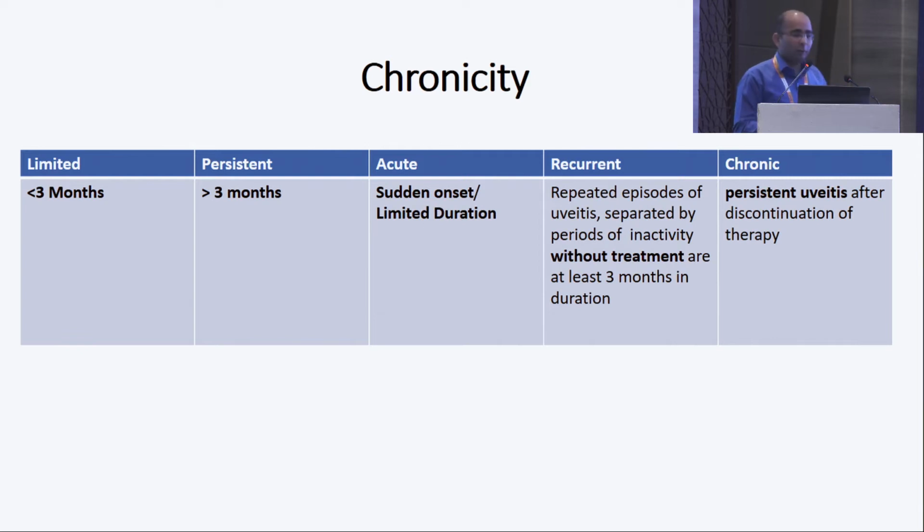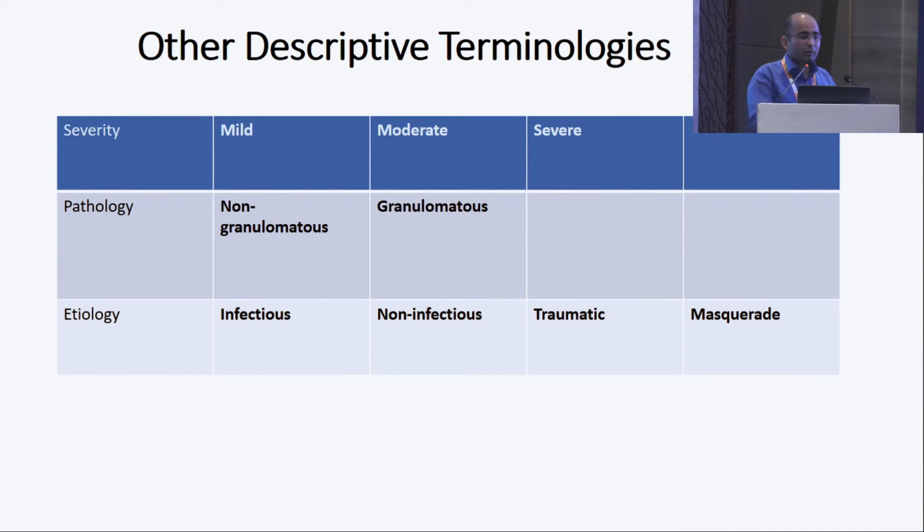It is important to pay attention to the chronicity of the diseases. Some diseases can present with an acute course, however others can have a chronic, persistent as well as recurrent course. It is pertinent to pay attention to the pathology, whether the disease is non-granulomatous or granulomatous, and what the etiology is, whether it is infectious, non-infectious, there has been trauma, or we are dealing with a masquerade.